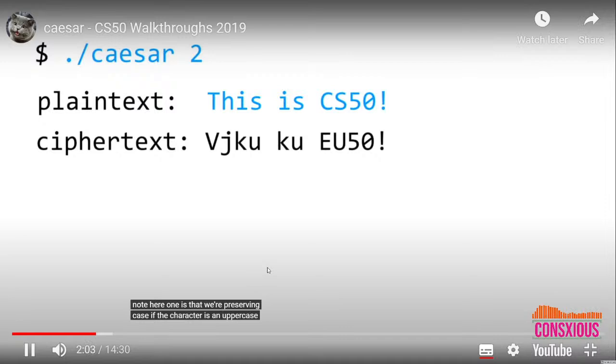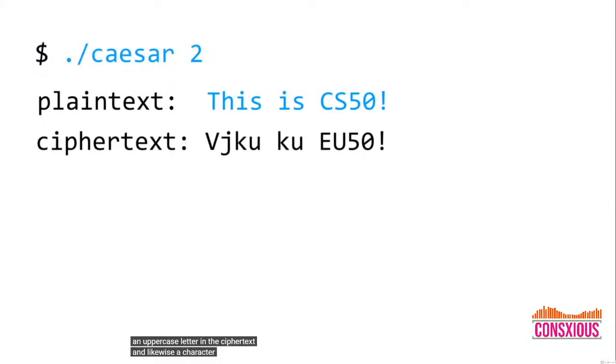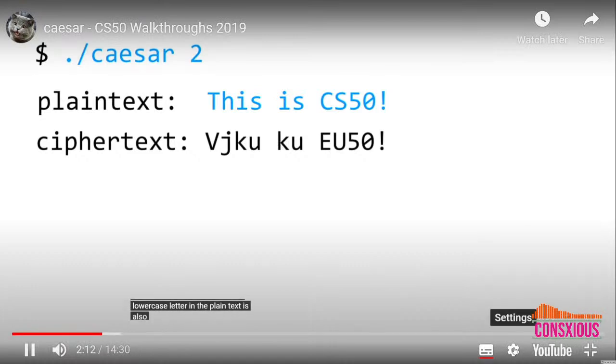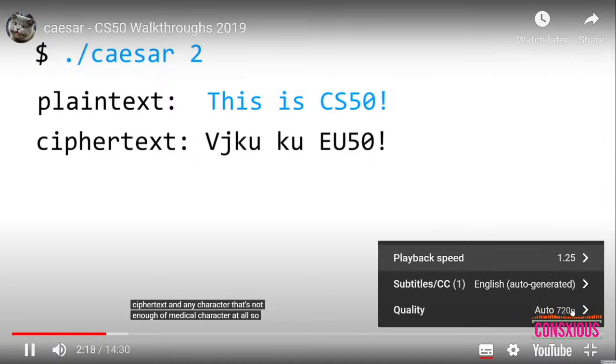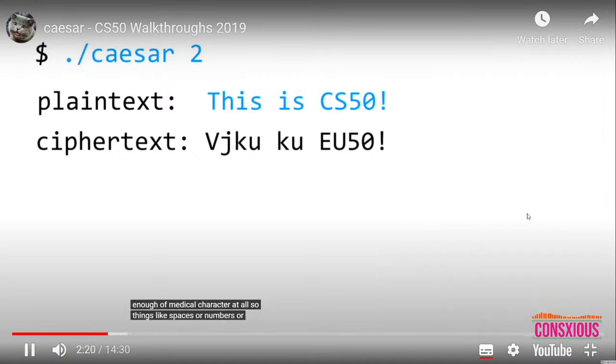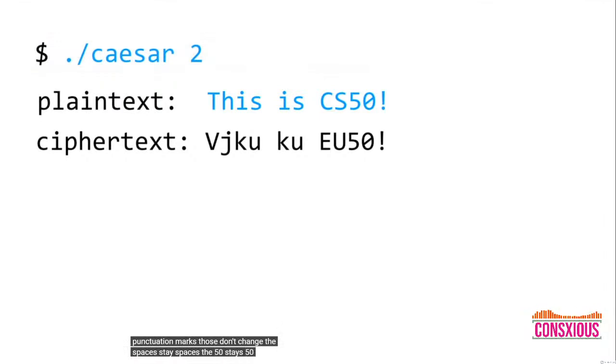If a character is an uppercase letter in the plaintext, then it's also an uppercase letter in the ciphertext. And likewise, a character that's a lowercase letter in the plaintext is also a lowercase letter in the ciphertext. And any character that's not an alphabetical character at all, so things like spaces or numbers or punctuation marks, those don't change. The spaces stay spaces, the 50 stays 50, the exclamation point stays an exclamation point. Only the alphabetic characters are changing.